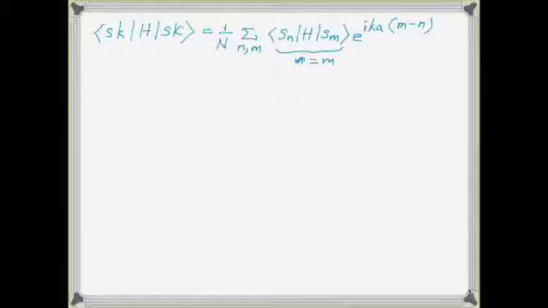So the only time this contributes is when n equals m. This is why we had to do this first. This just gives me E_C delta n comma m, that matrix element in there. And when m equals n, that just kills off my phase factor. I get a phase factor of just 1.